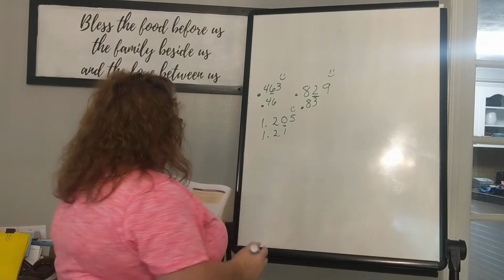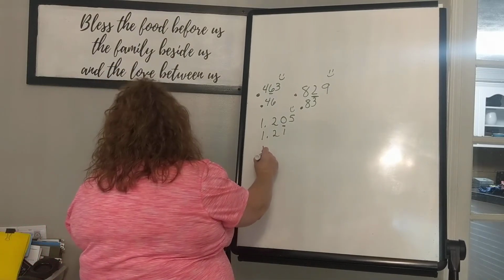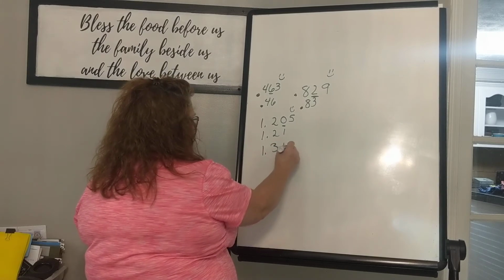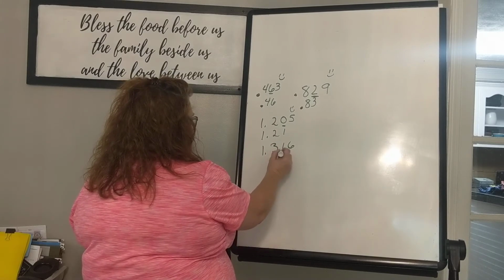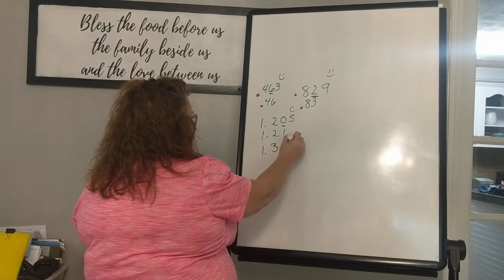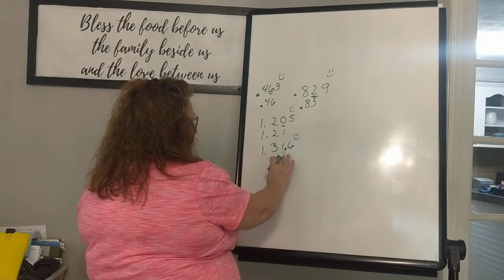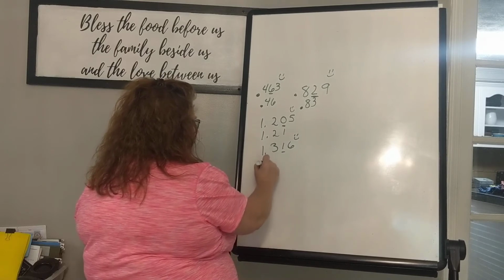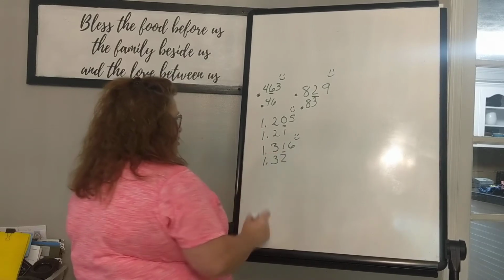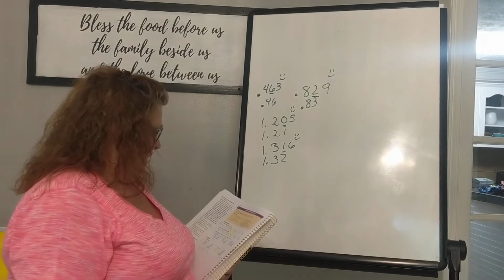Next we have 1.316. The hundredths place is where we're rounding. The thousandths place will be our looker digit. It's 5 or above, so we add 1 to the digit in our hundredths place. So it is 1.32, rounding to the hundredths place.